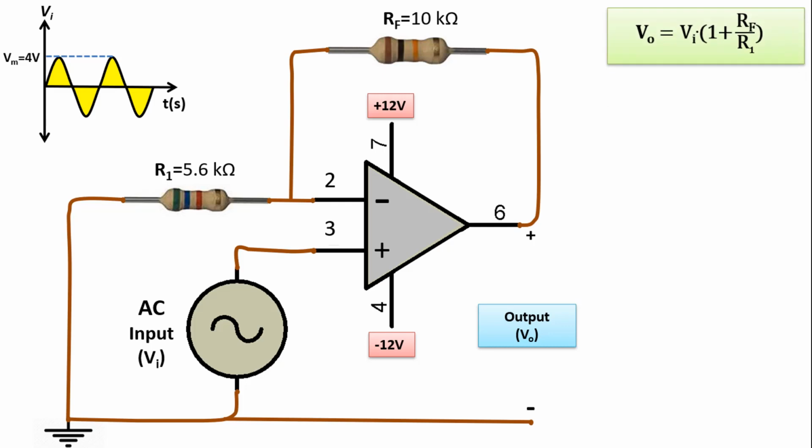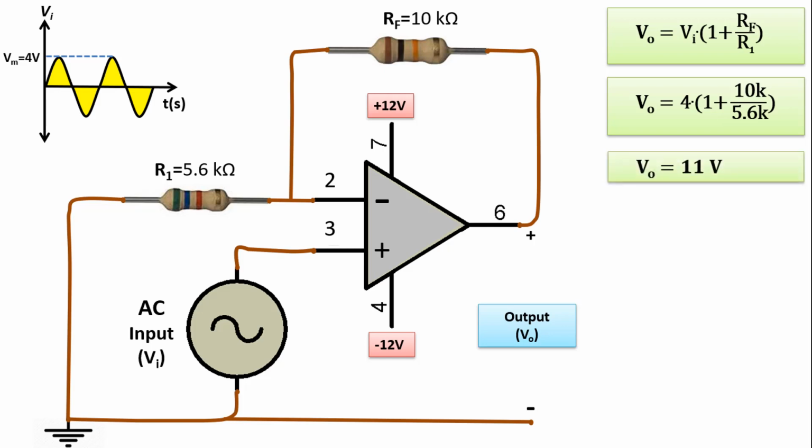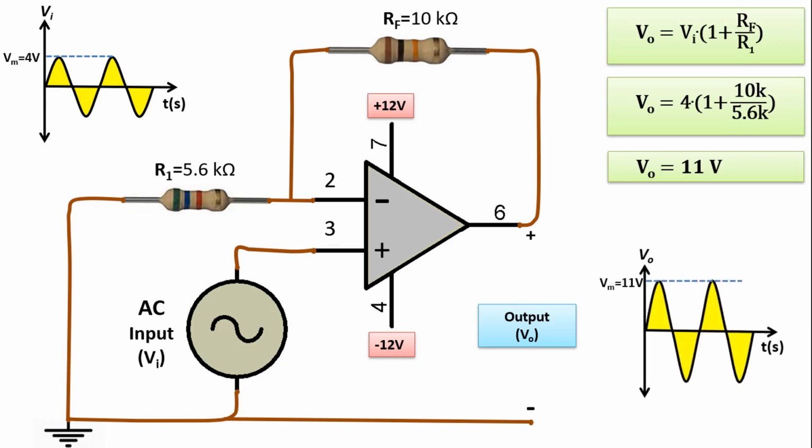Here too, we can operate by going through the maximum value. Our formula is VO equals VI times 1 plus RF over R1. If we substitute the values, VO equals 4 times 1 plus 10 kiloohms divided by 5.6 kiloohms. If we do this, we find the output value to be approximately 11 volts. In other words, the AC input with a maximum value of 4 volts sinusoidal AC is amplified to AC with a maximum value of 11 volts at the output. Since the input here is from the non-inverting input, there will be no phase shift. It will be the same as the output as it is at the input.